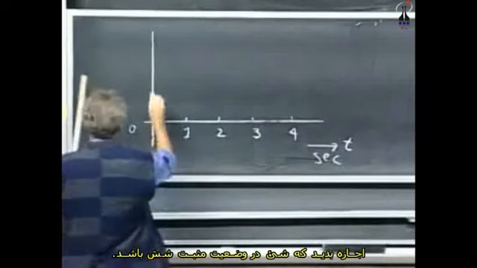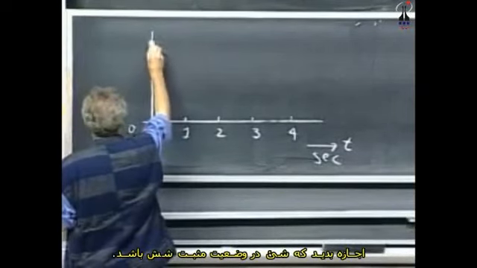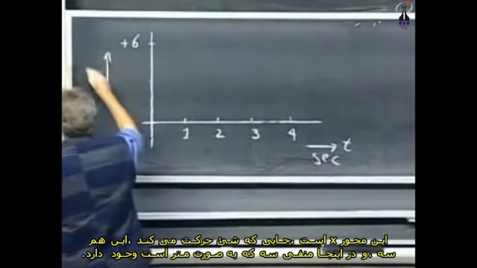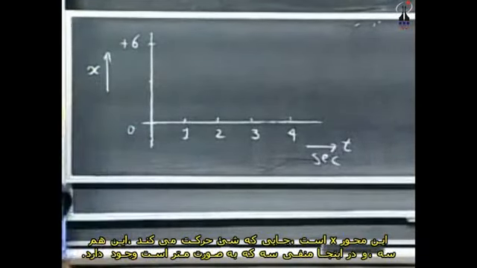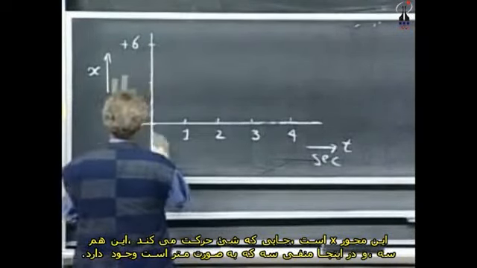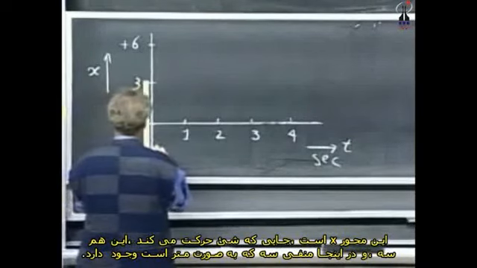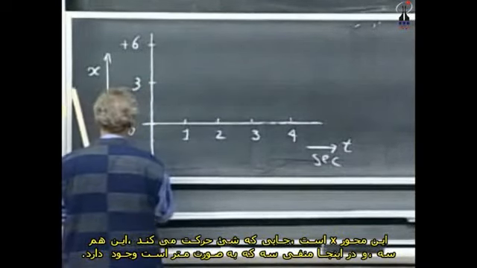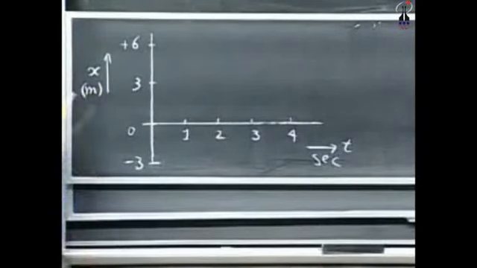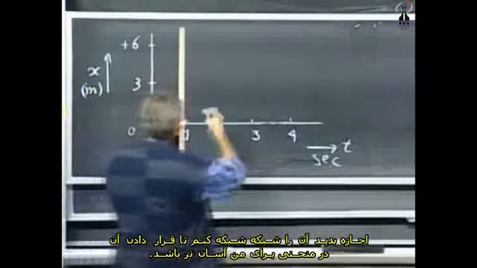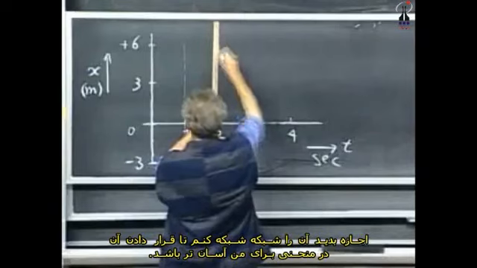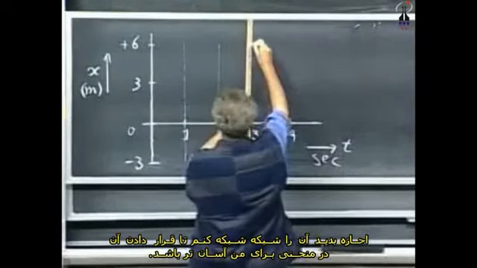And let the object be at position +6. This is my x-axis. This is where the object is actually moving. And this is 3. And here is -3. And this, let's say, is in meters. Let's make a little grid so that it's easier for me to put in the curve.